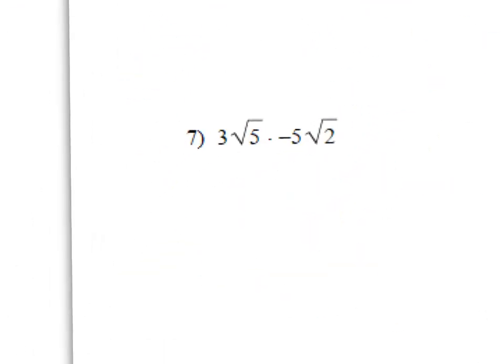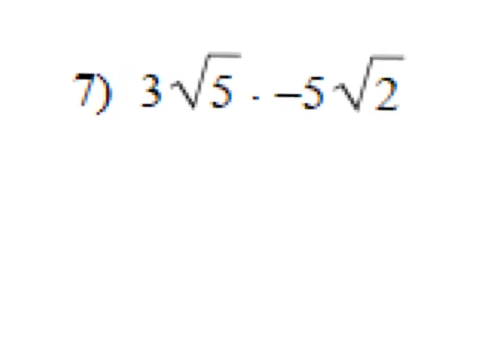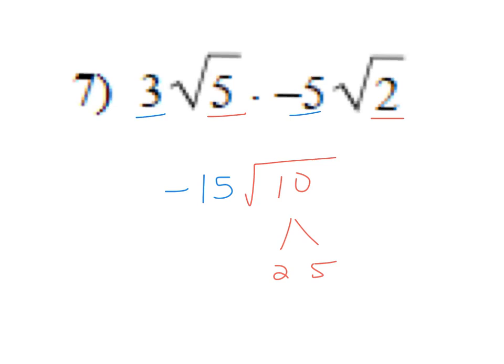Okay, number 7. Again, multiply the outside numbers together, and I'm going to get -15 when I take the 3 times -5. Now, multiply your inside numbers together, and I get the square root of 10. So now when I look at 10 here, this is going to break down to 2 and 5. Nothing will pair up and move out, so this is your answer right here.